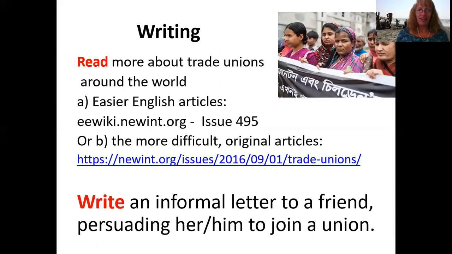Okay, so your writing task at the bottom of the screen is to write an informal letter to a friend, persuading him or her to join a union. You can write about the situation in Rana Plaza in Bangladesh and how the union would have protected the workers. And you can read some more about trade unions first from issue 495 of the New Internationalist on the Easier English Wiki. Okay, thank you.